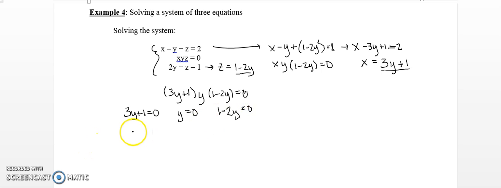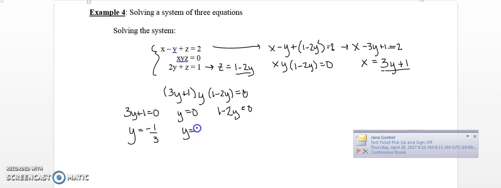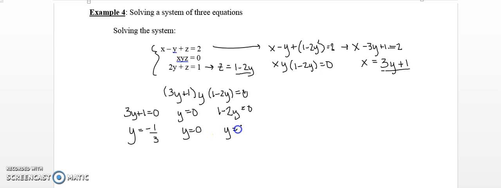And then I'm just going to solve each of these for y. So I get y equals negative 1/3. y equals 0. And y equals 1/2. All right, so here are the only three y values that we could have. So we're going to use this one and this one to figure out what x and z are.